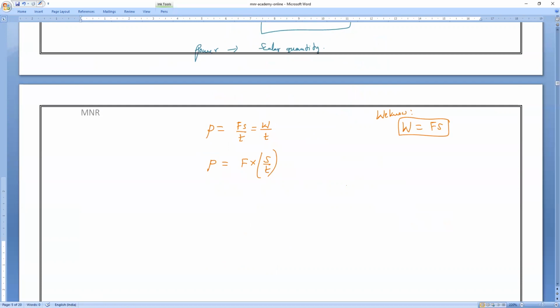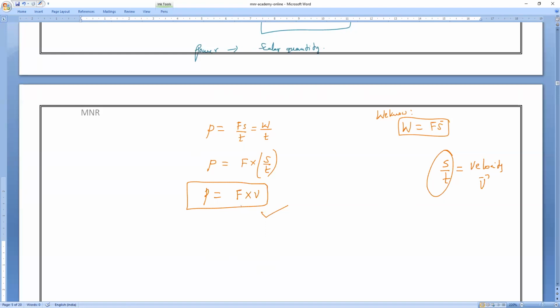Yes, sir. Now, distance or displacement by time, something we can call. Speed. Displacement by time we used to call velocity. So I can replace, power is equals to force into velocity. Am I right or wrong? Both are same or not? Verify it. Please keep it in mind.